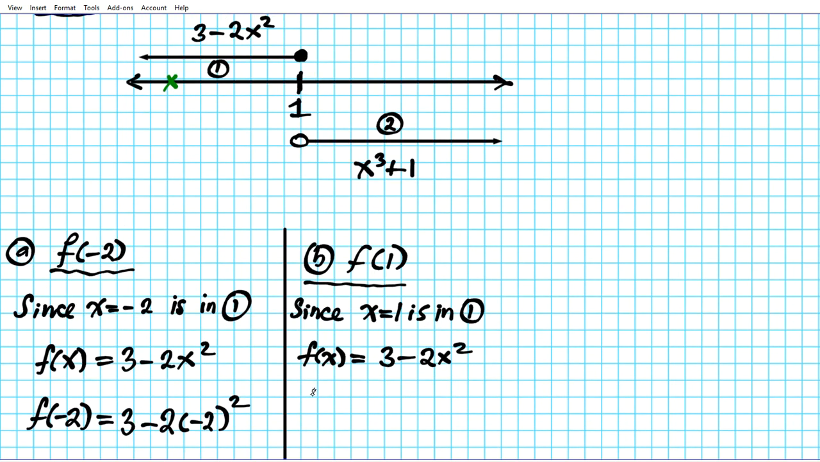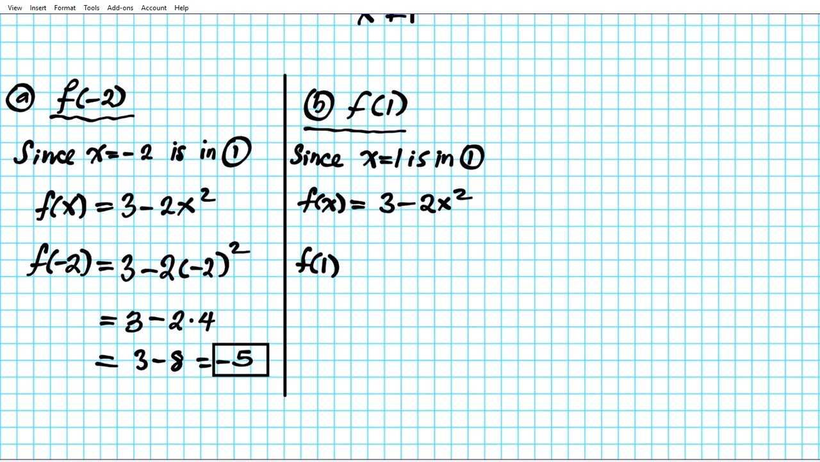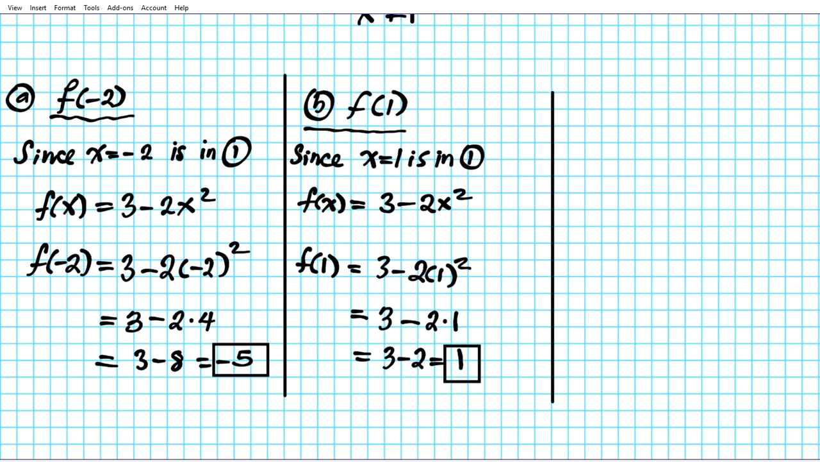Alright, so we're going to input our independent variable into that function. F of 1 is going to be 3 minus 2 times 1 squared. Now, using the order of operations, let's go ahead and simplify. We have 3 minus 2 times 1 squared, which is 1, which yields 3 minus 2. 3 minus 2 is 1, and that's your final answer. Okay, now let's take a look at the C part.